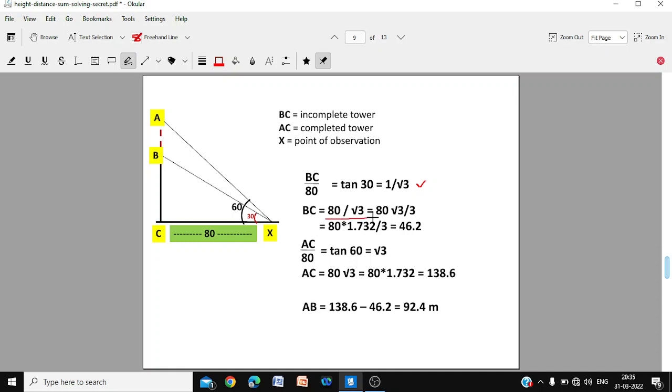Now we rationalize by multiplying both numerator and denominator by root 3, and we get 80 root 3 by 3, that is 46.2, because root 3 we are putting as 1.732. Now we are taking the full triangle, AC by 80. AC, the total height by 80, is tan 60. So we are getting 80 root 3, the value of AC, the full height. Root 3 equal to 1.732. So we are getting this value.